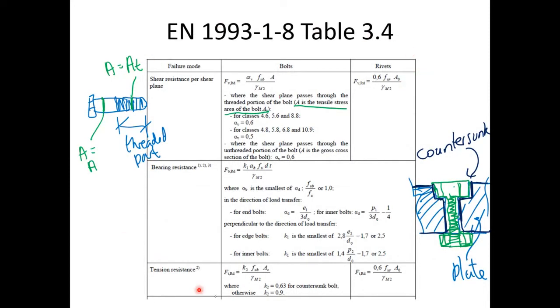So all of that information is summarized in this one table, Table 3.4 in Eurocode 3 Part 1-8, where we check for shear, check for bearing, and also we may need to check for tension resistance if we have a bolt in tension.